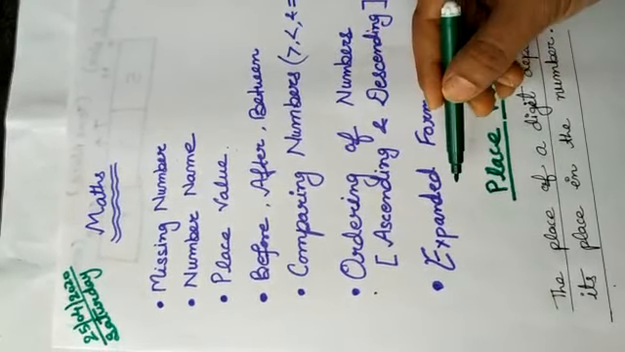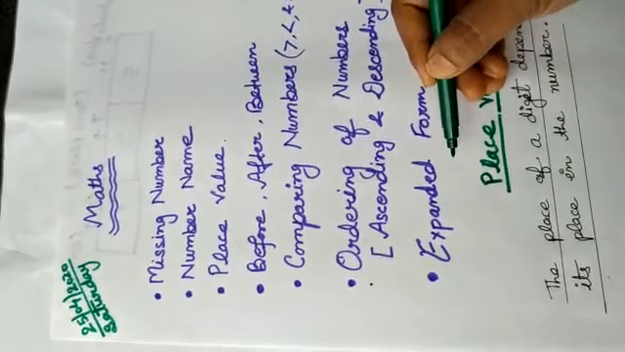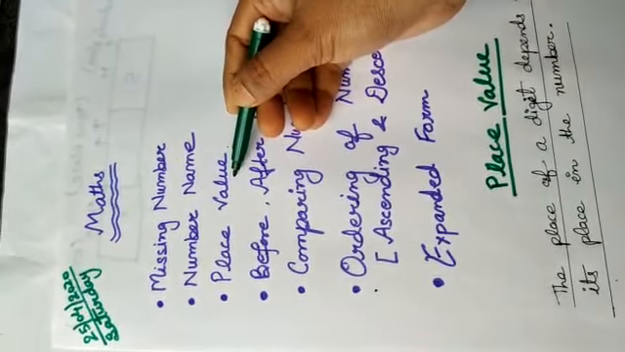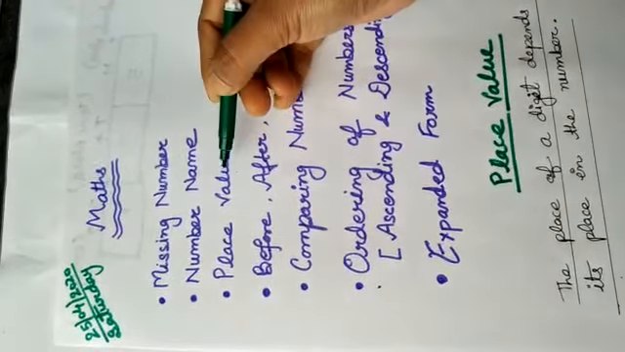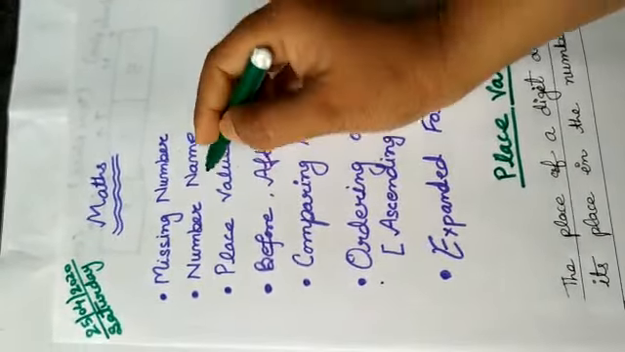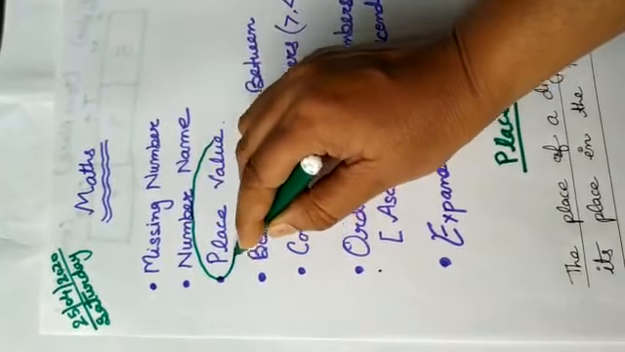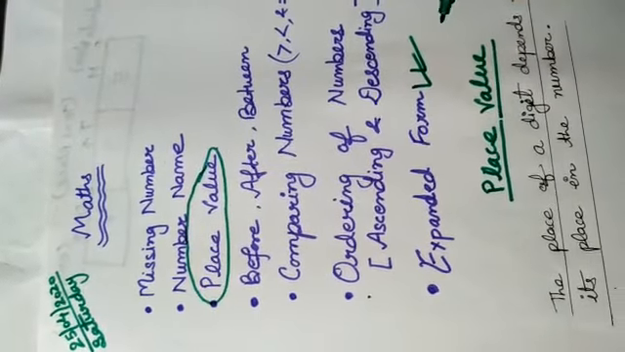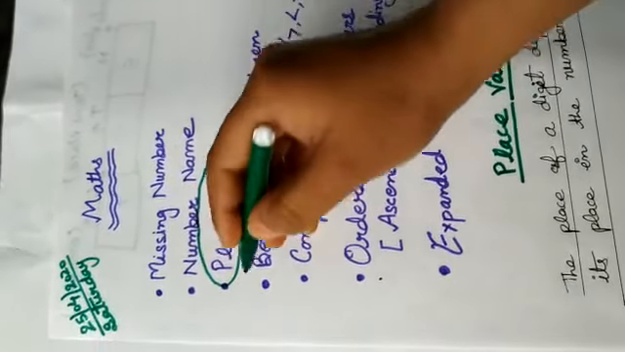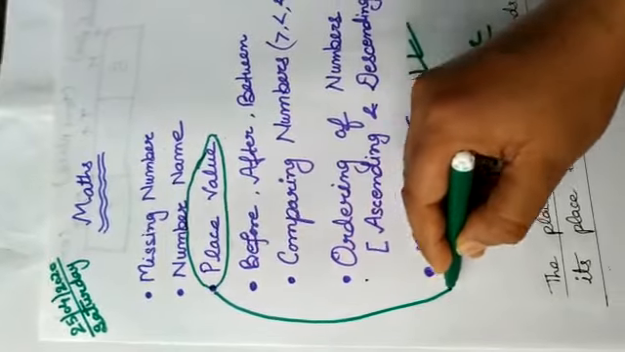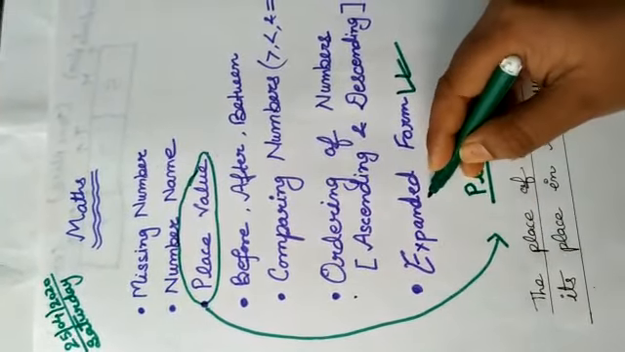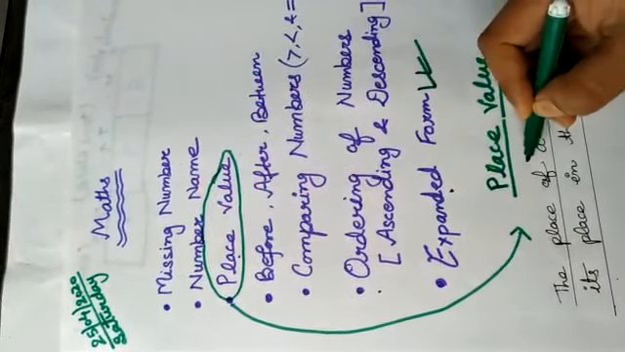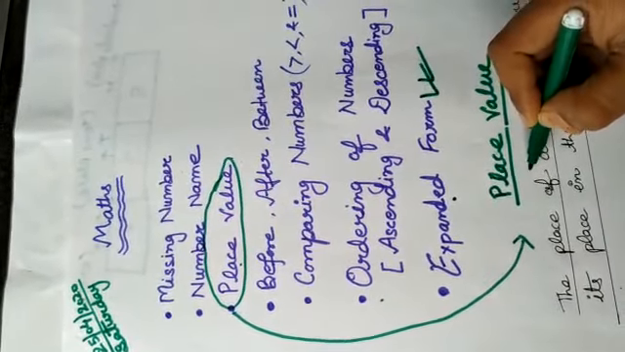After that we have expanded form. Expanded form is related to place value. If we have a quick revision of place value, then we'll understand more about the expanded form. So before we start expanded form, let's have a revision of place value first. Although you have studied it, let's revise it.